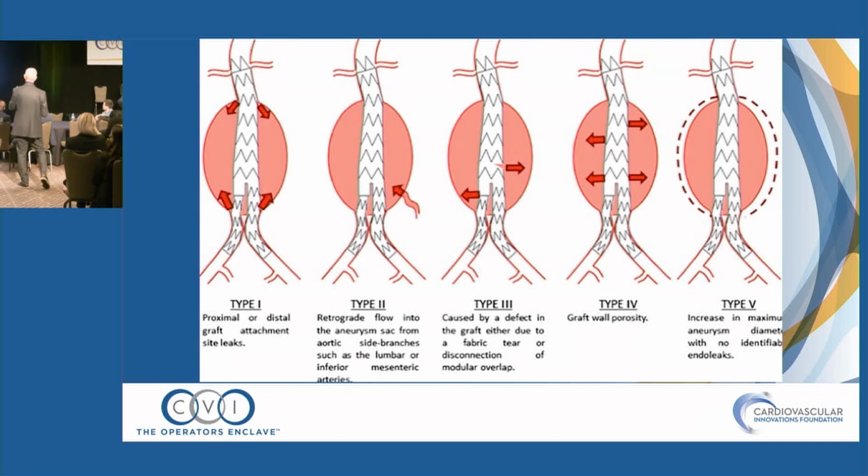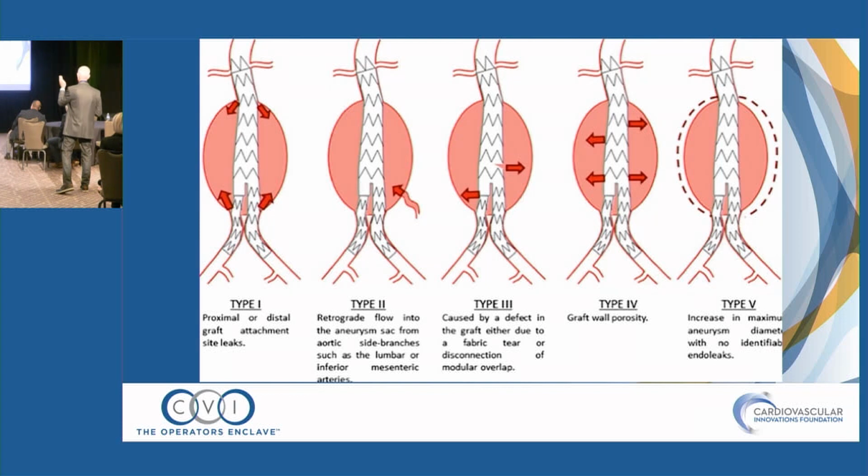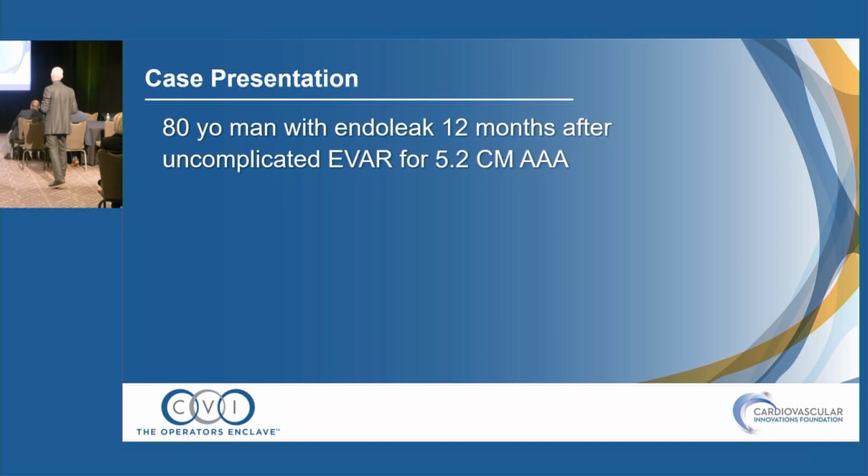Those of you who are not familiar with this, probably the only time you'd ever see it would be on a board exam, the types 1, 2, 3, 4, and 5. All you really need to remember is that type 2 is typically a low-pressure retrograde filling back into the aneurysm sac, either from lumbars or an IMA. That would be the most common.